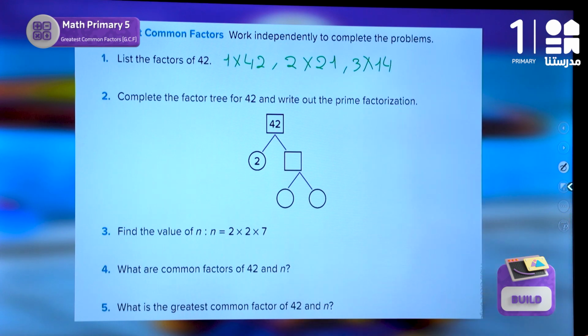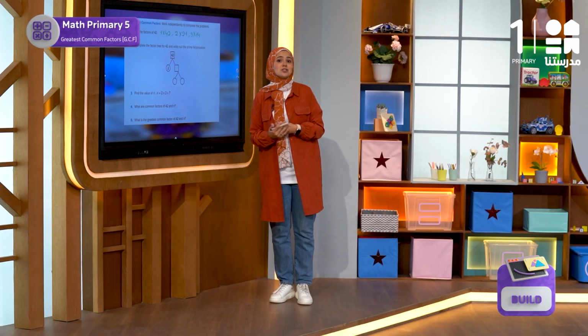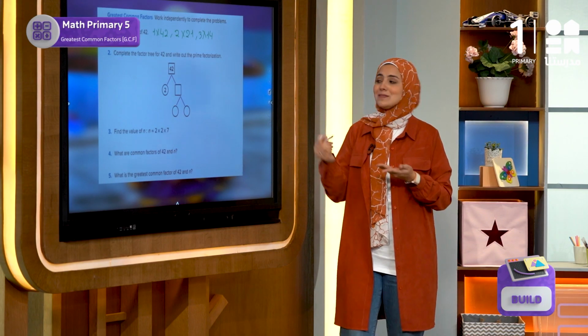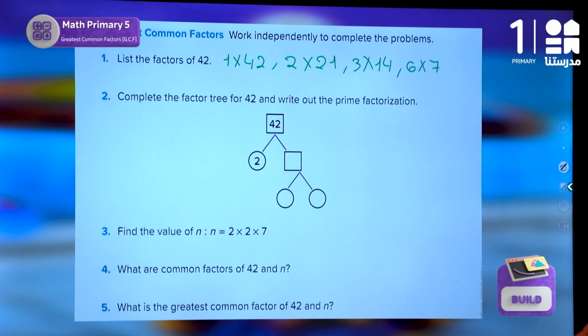Did we finish? Let's check. Do I have any other numbers that I can multiply together to give me 42? Yes, of course. It's 6 times 7. We know this from the multiplication facts.